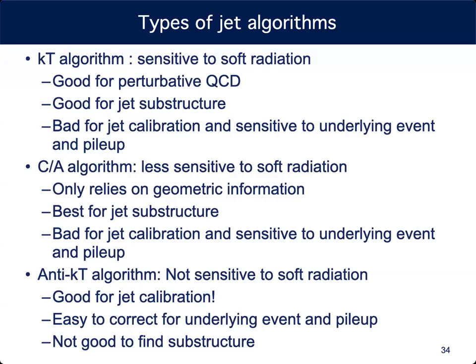The Cambridge-Aachen algorithm is less sensitive to soft radiation and only relies on geometric information. And that ends up meaning it's usually the best for jet substructure, for reasons that are probably a little esoteric.